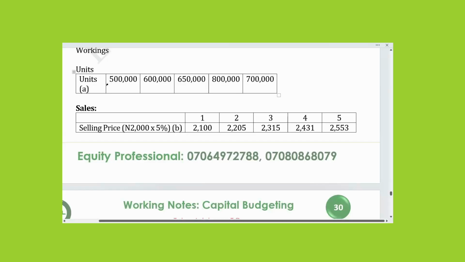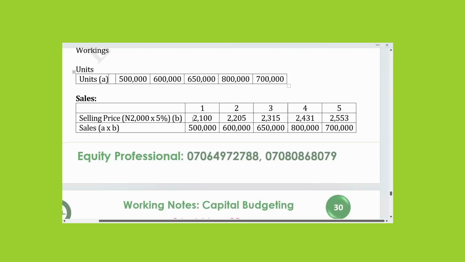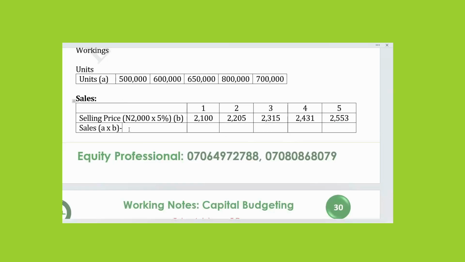All right. So 500,000 multiplied by 2,100. What do you have? Is it in Naira or millions, sir? Our figures are in millions. That's 1,050. Okay, our figures are in millions, so year one will then be equal to 1,050. Year two, 600,000 multiplied by 2,205. Round your number to millions.